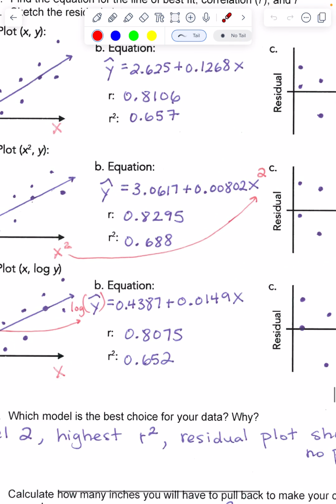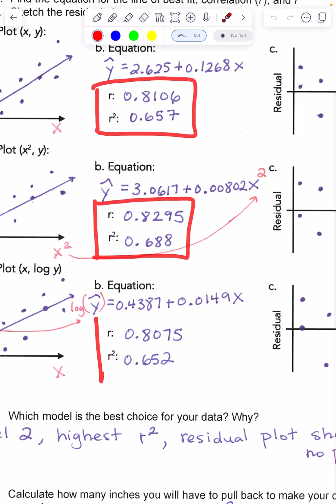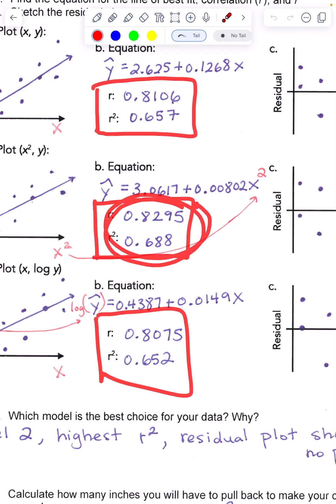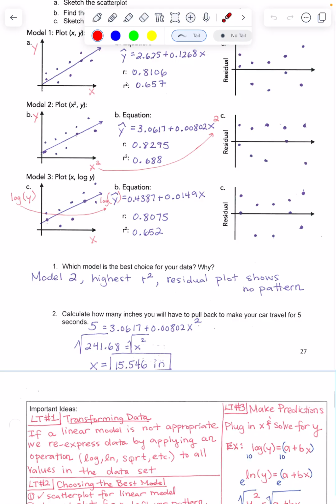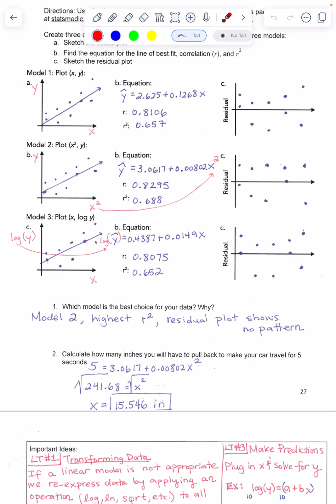The other thing we can consider is how strong the resulting relationship is. And in this case, this one in the middle, model 2, for me, had the highest r and r squared value. So for those reasons, I'm saying that model 2 is the best model. It has the highest r squared value, and the residual plot shows no pattern. Now, for you, you might have ended up with something different. I don't think I had a lot of people end up with model 3 in my other class, but some people ended up with this one just being the best model. So it just depends on your data. Pick the model that fits your data the best.